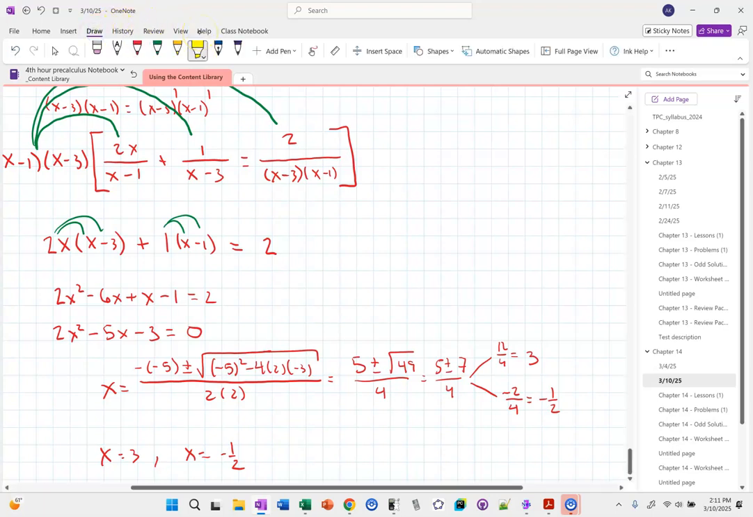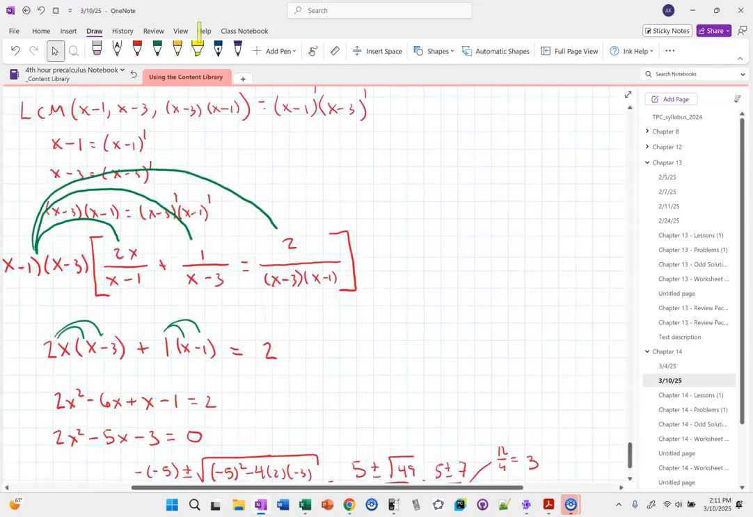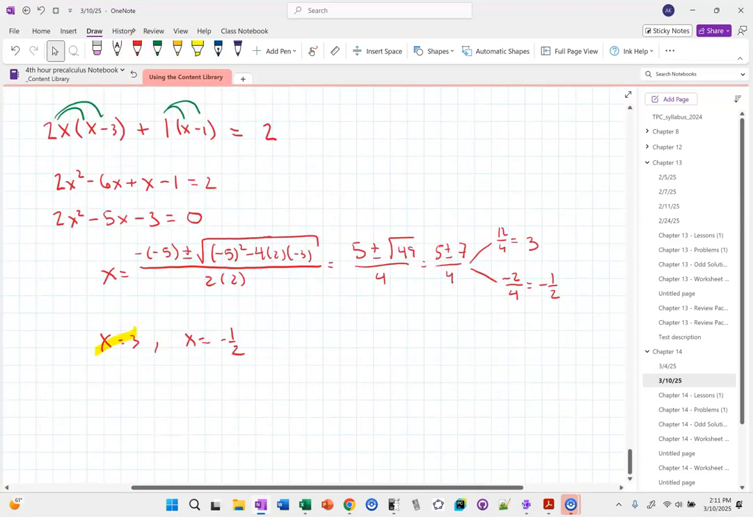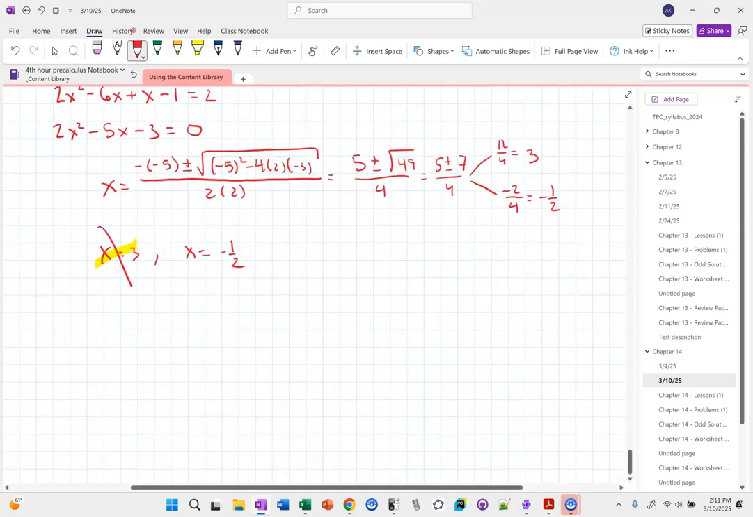Everybody's good to go so far? All right. Still need to check, though. Where do I check at? The original equation. So we're going to plug these into the denominators on the original equation. If I plug 3 into x minus 1, do I get a 0 denominator? No. If I plug it into x minus 3, do I get a 0 denominator? Yes. At this point, I stop. That solution has failed. It is extraneous.